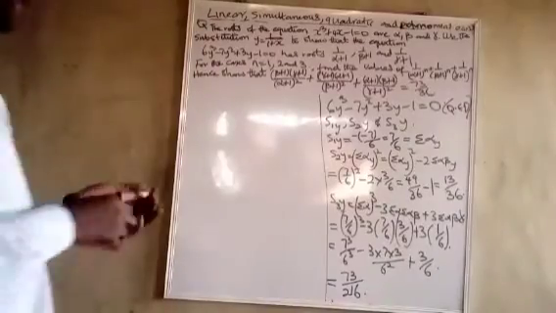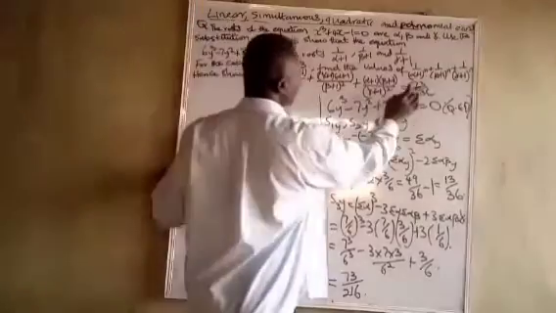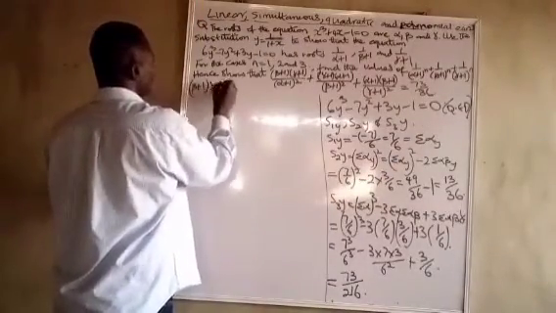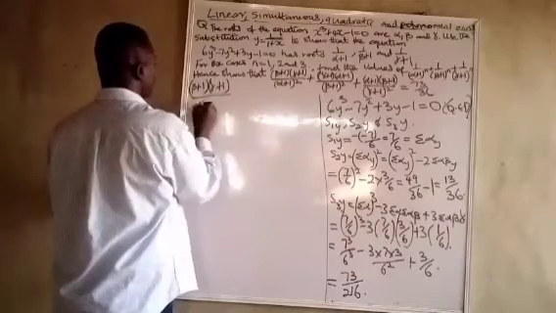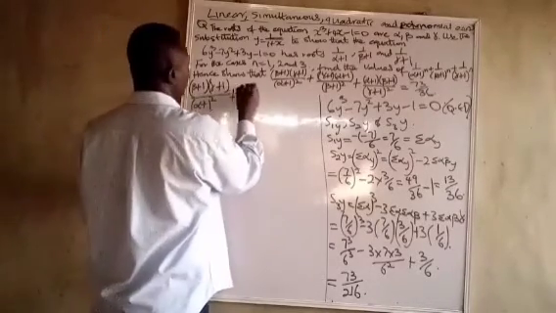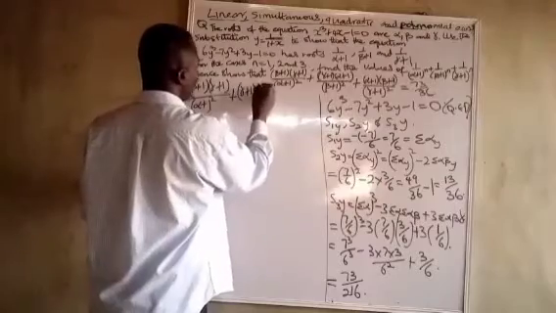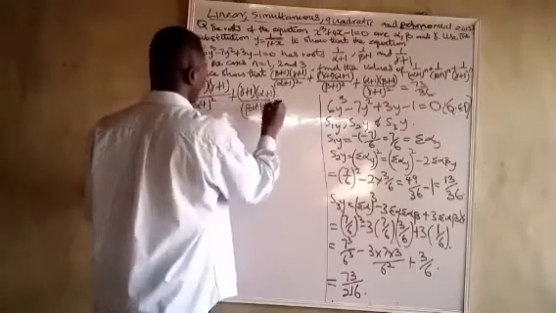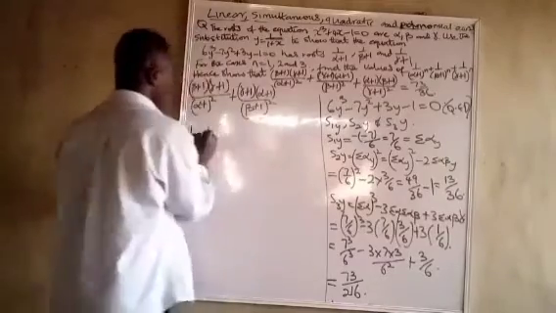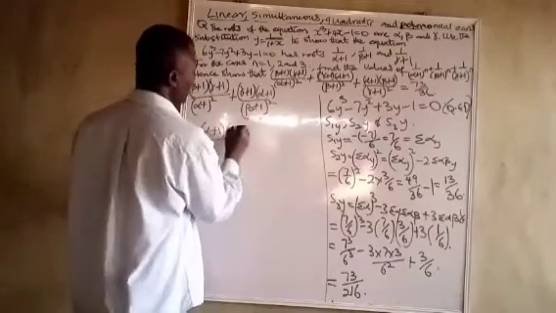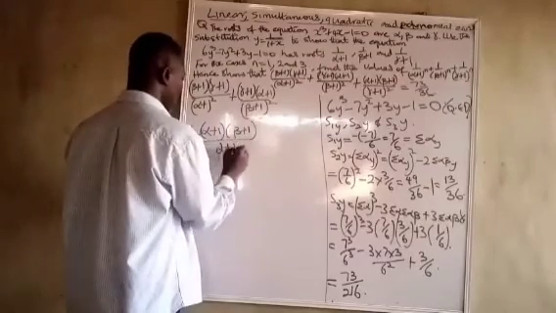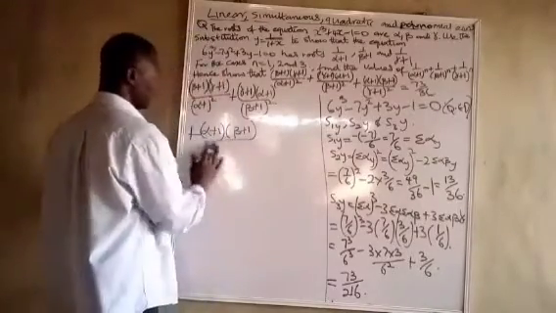Now let's go to the next part. So this part is asking us to show that this one sums up to this. Now let's work it out. (Beta plus 1)(gamma plus 1) over (alpha plus 1) all squared, plus (gamma plus 1)(alpha plus 1) over (beta plus 1) all squared, plus (alpha plus 1)(beta plus 1) over (gamma plus 1) all squared.